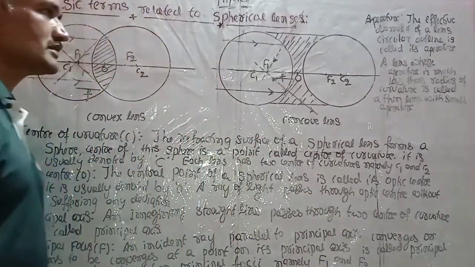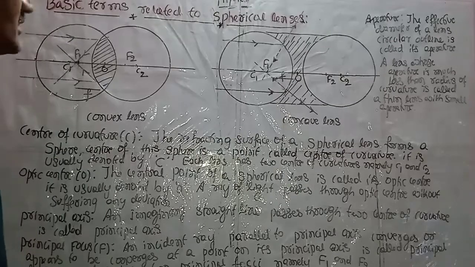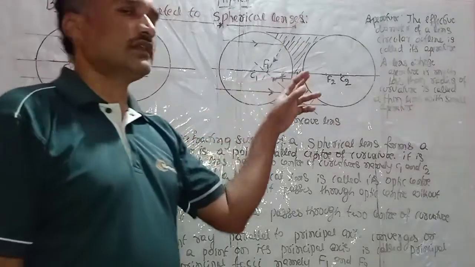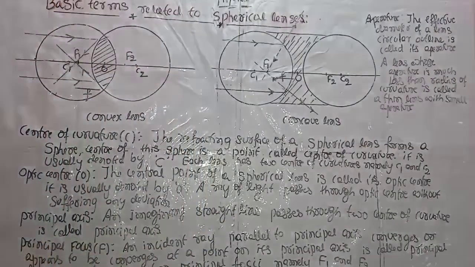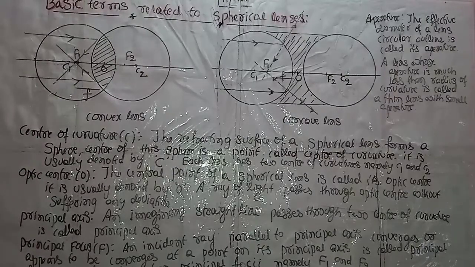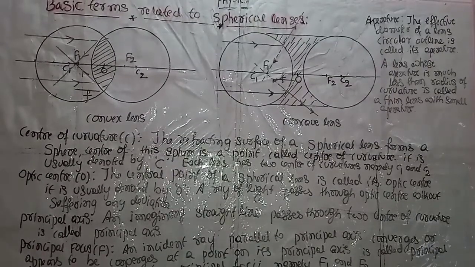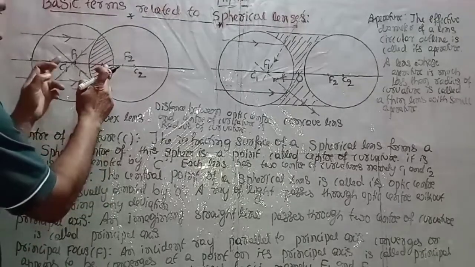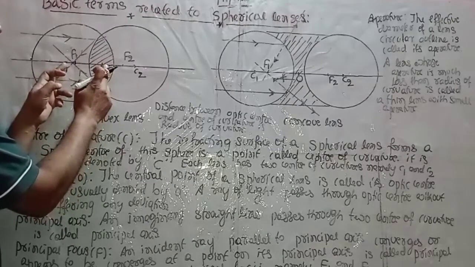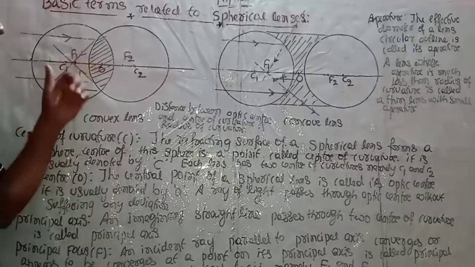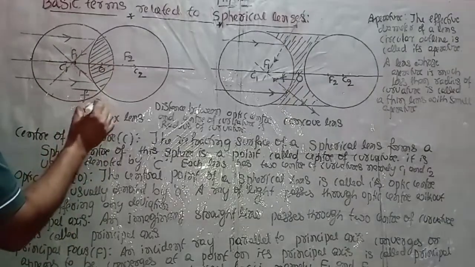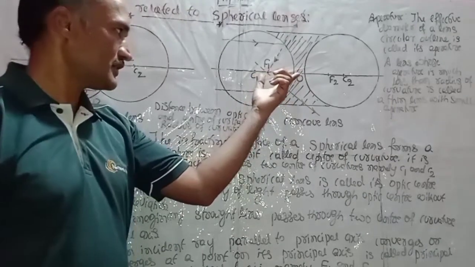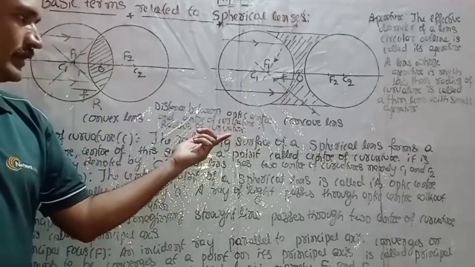Next, the last point is radius of curvature. Radius of curvature is nothing but the distance between center of curvature and optic center, and it is usually denoted by letter r. Distance between optic center and center of curvature is called radius of curvature, denoted by capital R.